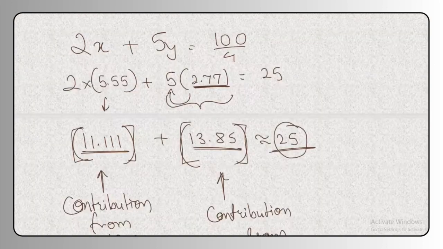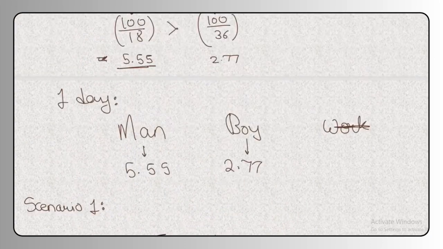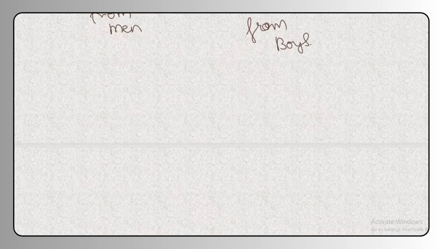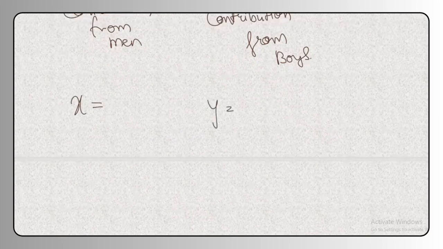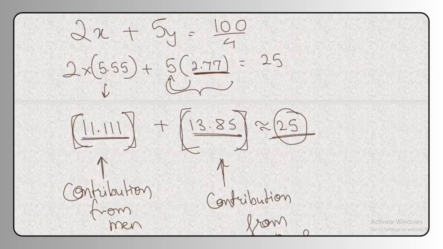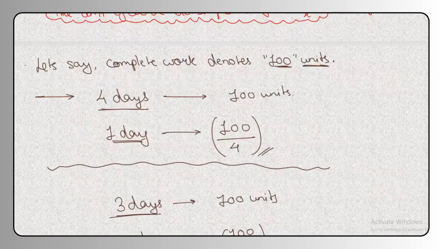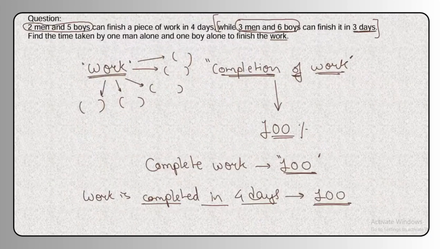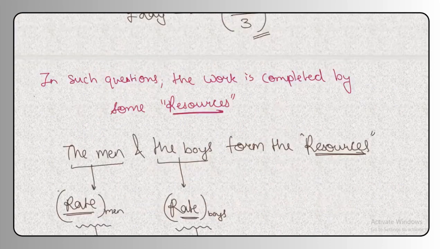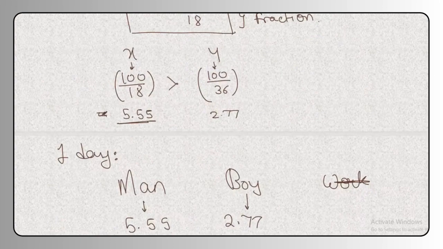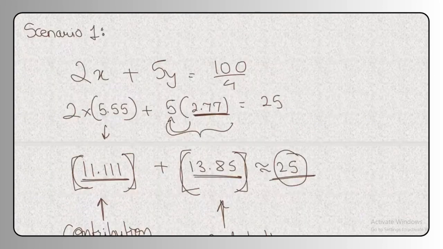So enough of this explanation. What we wanted in the answer is what we have already gotten. We wanted the value of x, we wanted the value of y, and we have found that out. However, the question asks us to find the time taken by one man alone and one boy alone to finish the work. The question is asking something different. We have calculated the rates, but the question is asking us a little extra.